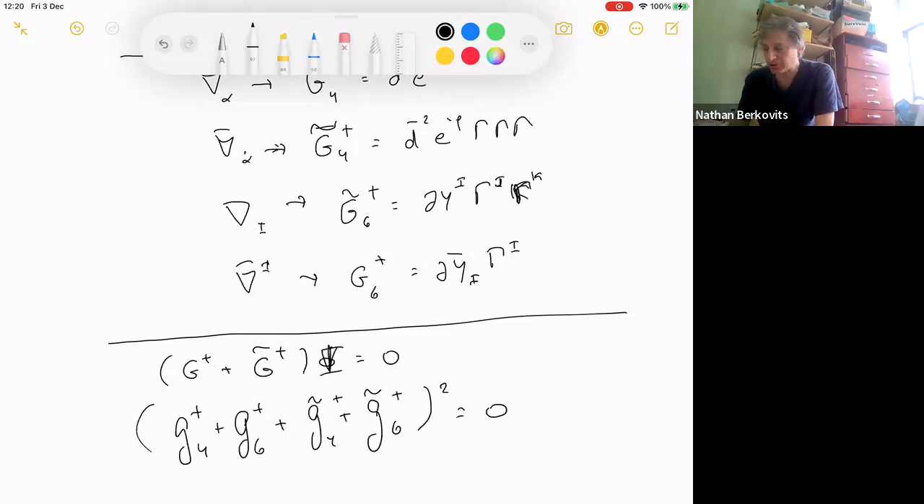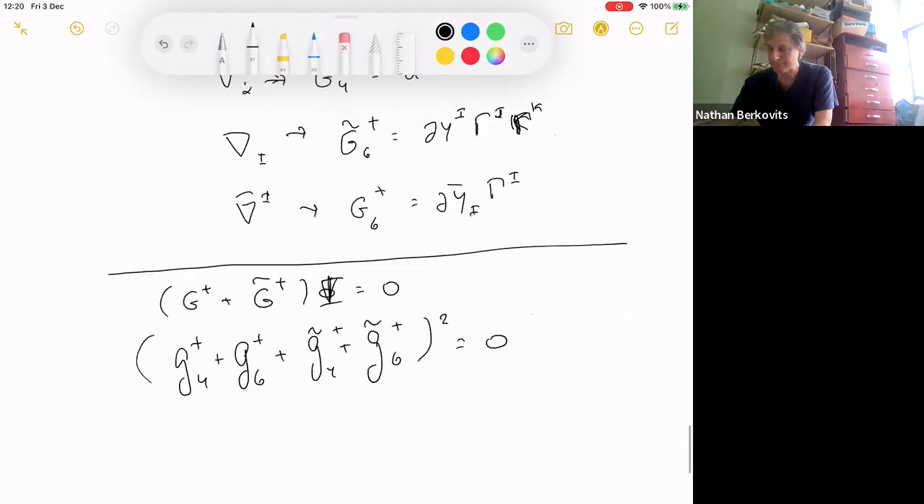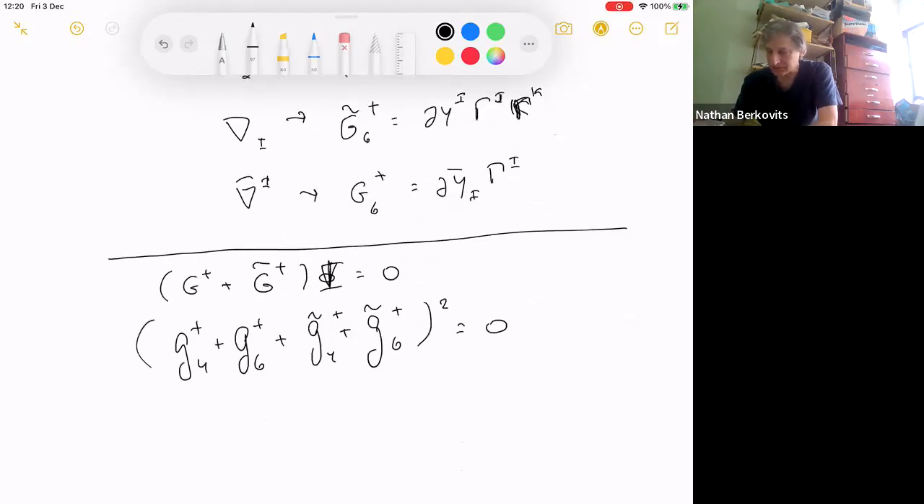The equations of motion are going to come from requiring that the interacting version of the G4 plus and G6 plus and G tilde 4 plus and G tilde 6 plus, that the square of this is equal to 0. So that's the analog of requiring that these field strengths vanish. So it will turn out that now I just have to tell you what G tilde 4 plus and G tilde 6 plus are.